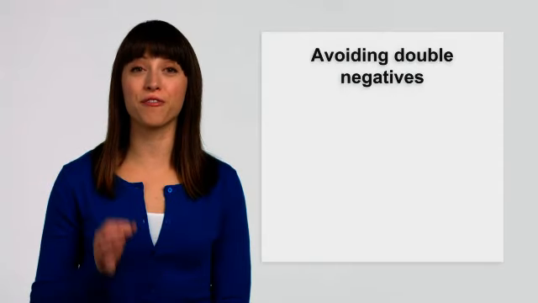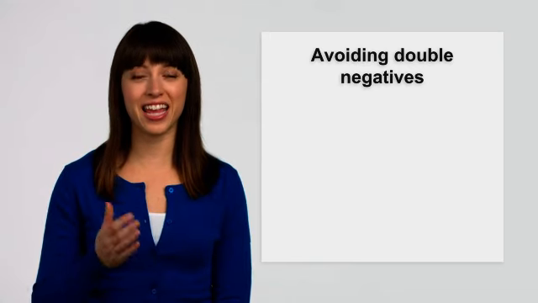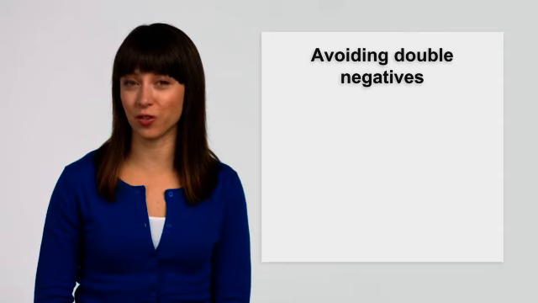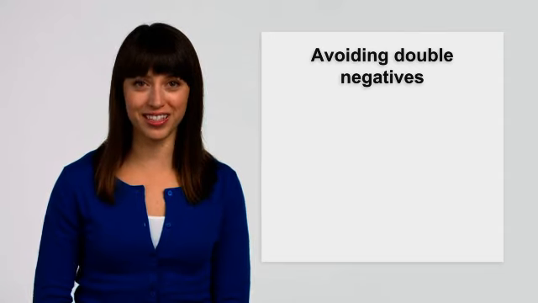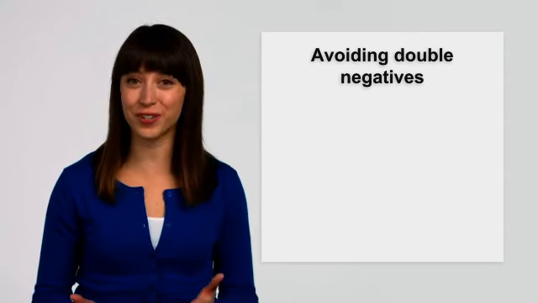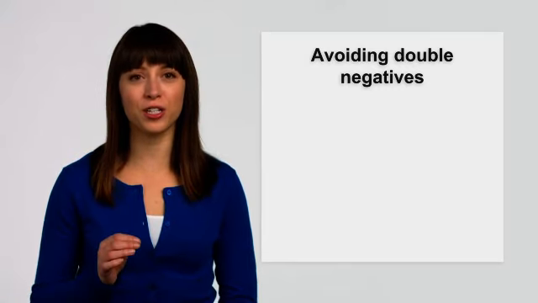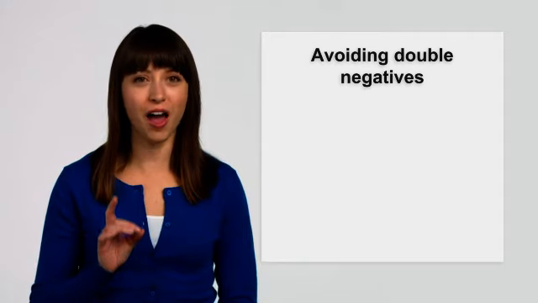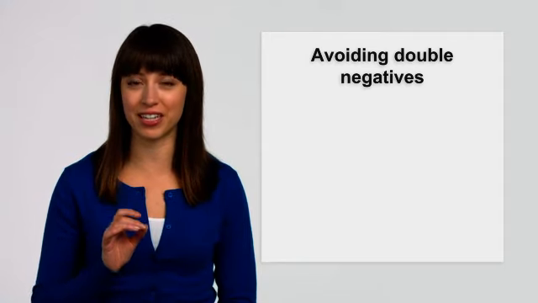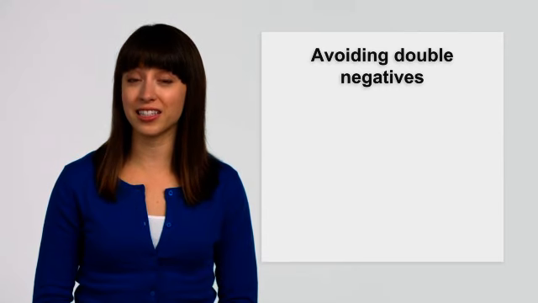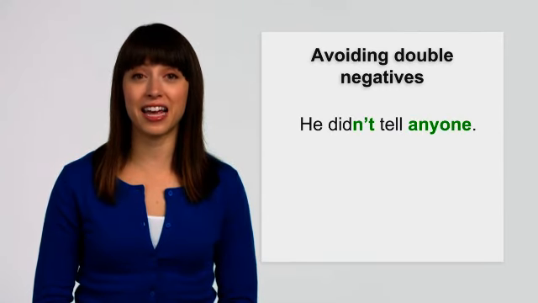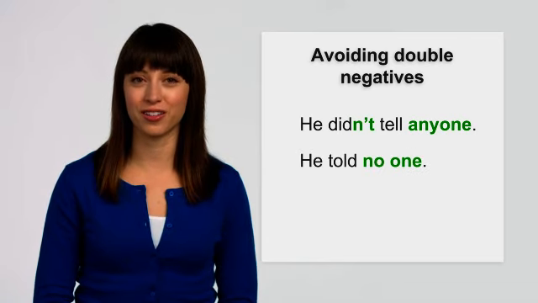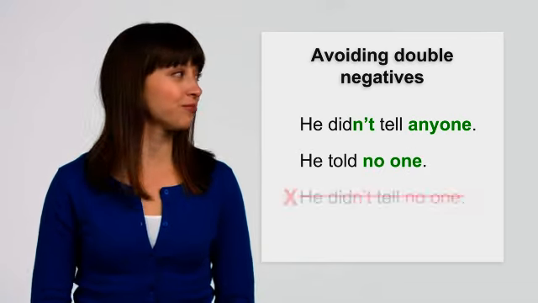Double negatives are very confusing. Take this example. He didn't tell no one his secret. That means he told someone. Confusing, right? It's better to use didn't tell or no one, but not both together in the same sentence. So I can say, he didn't tell anyone, or he told no one, but not.